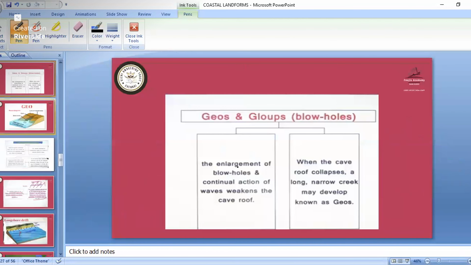Then what about the enlargement of blow holes? Continual action of waves weakens the cave hole. So what happens after that erosion? Then the formation of geos will take place. When the cave roof collapses, a long narrow cleft is formed, known as the geos. So this is known as geos and this is known as the gloops, where the hole is coming up. So that is known as the gloops.